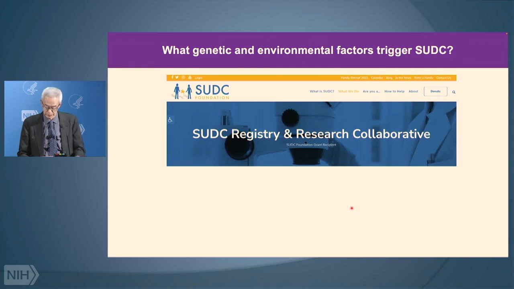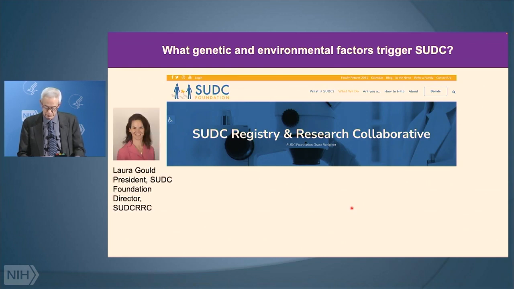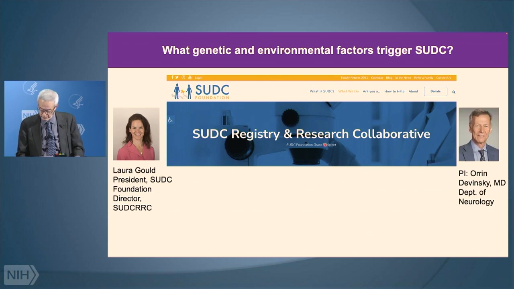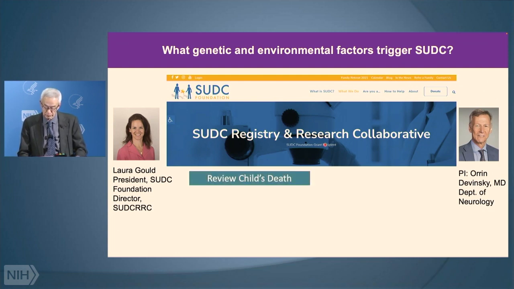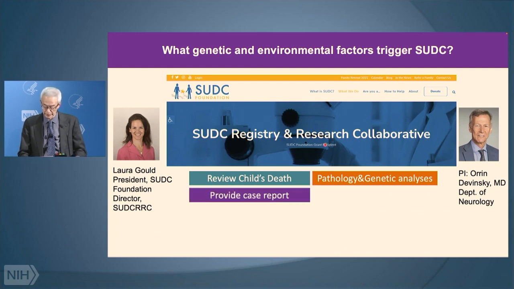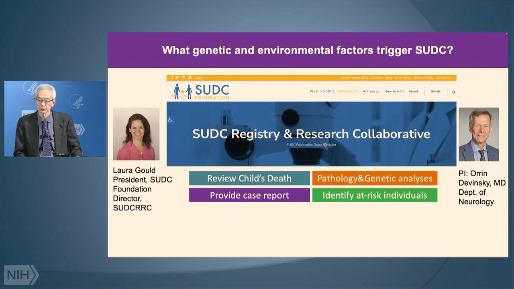So how do we approach this? Well, someone who is both a researcher and a mom who suffered a tragedy in her own family started a consortium called the SUDC Registry and Research Collaborative. And she teamed up with a neurologist who was our colleague working on CBD as well. And they reviewed the kid's death, did pathology and genetic analysis, made a case report, and reported these in clinical journals to use this information to identify at-risk individuals.